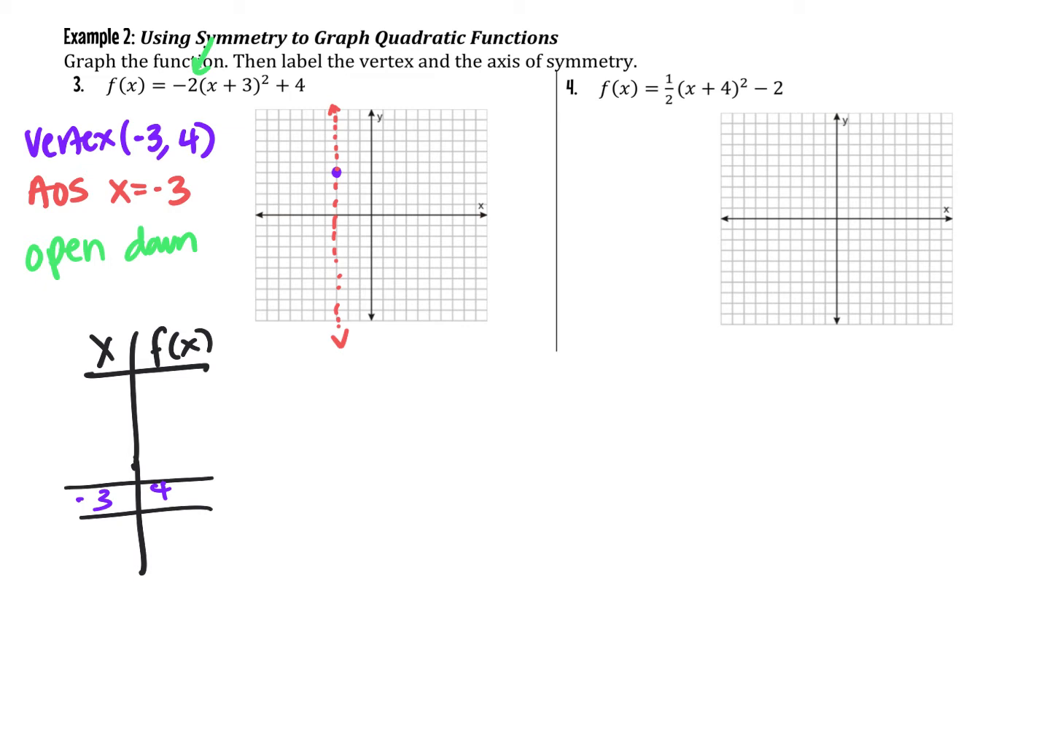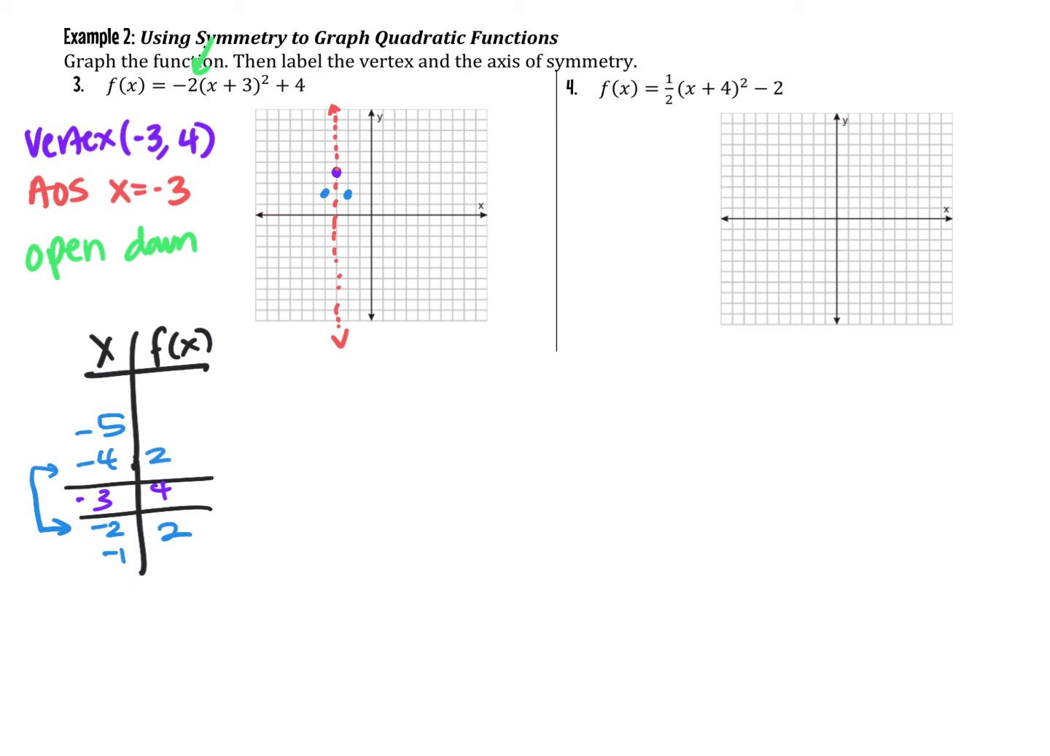So let's just look at what happens if we plug in -4, -5, -2, -1. Because of symmetry, whatever I plug in, whether it's -4 or -2, the f of x value is going to be the same. So if I plug in -4 on the inside of the parentheses, I'm going to get -1 squared, which is 1, times -2. So -2 plus 4 is going to be +2. So I have that value on both sides: (-4, 2) and (-2, 2).